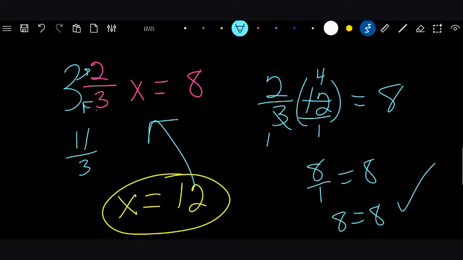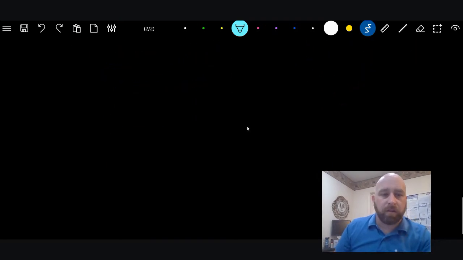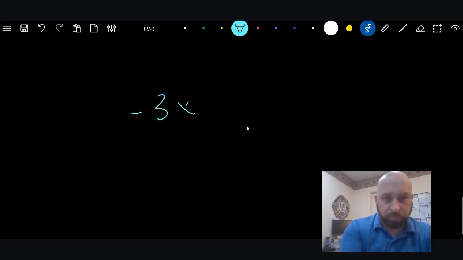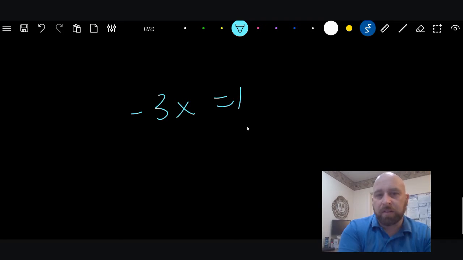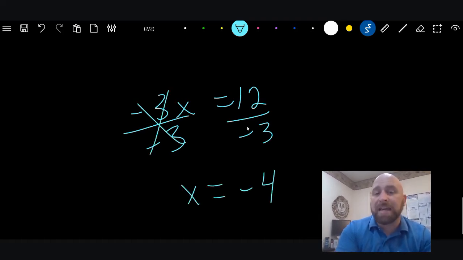With negatives, it's going to be the same thing. Let's show you a quick example of a negative. Negative 3x equals 12. I'll put a real simple one on there. So you're just going to divide by negative 3 and divide by negative 3. That's going to cancel out, and we're going to get x equals negative 4. So you just follow your rules of positive and negative numbers there.